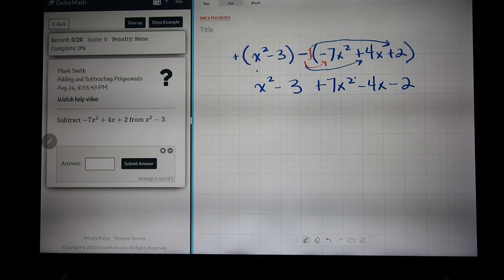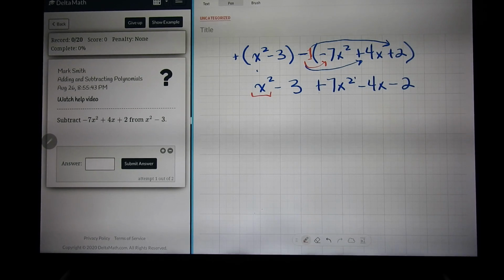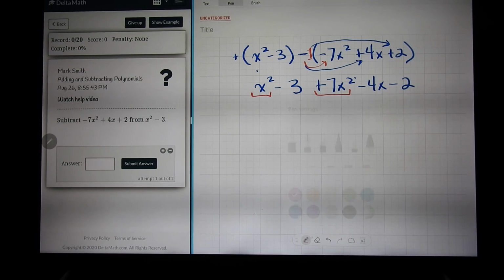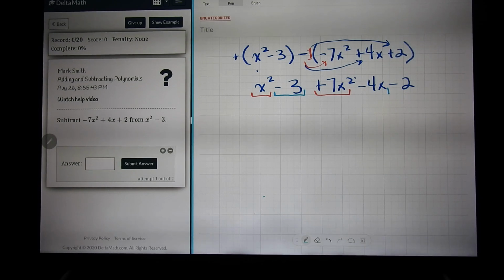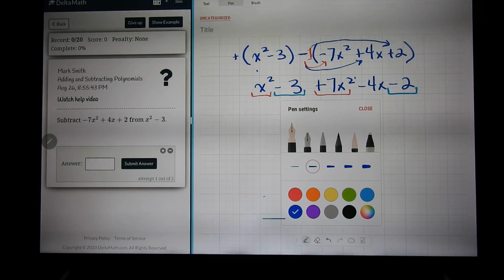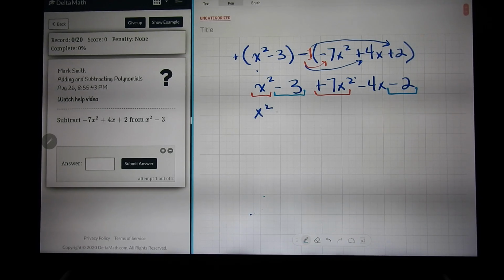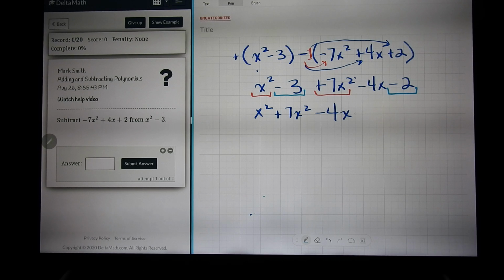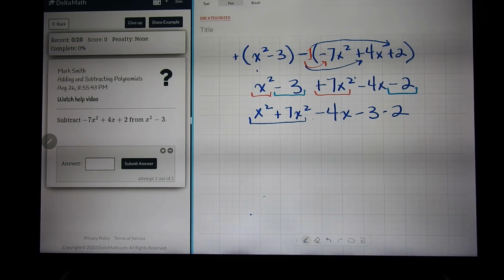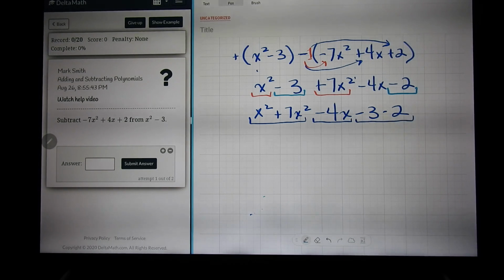So I'm going to rewrite this and first say where are the like terms. Here's an x squared and here's an x squared, so I can combine those two. And here is a constant, and here's a constant, so I can combine those two. I don't see any match for the x, so the x is going to be by itself. Now, I really encourage you to rewrite these before you combine them so that you don't make mistakes. I know when I don't combine them this way, I end up making mistakes. So I encourage you to do that.